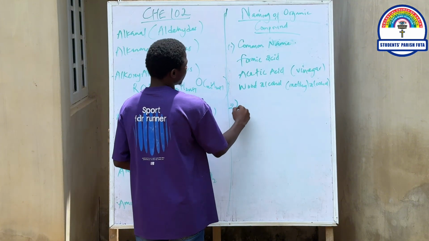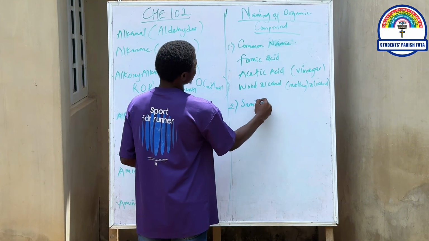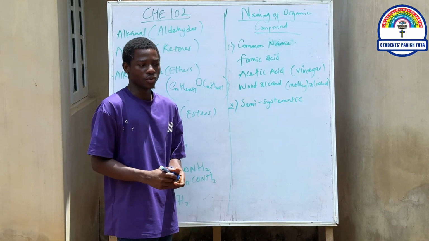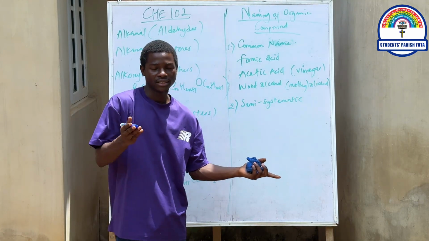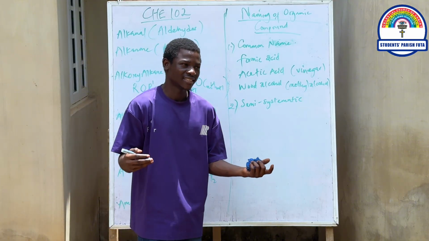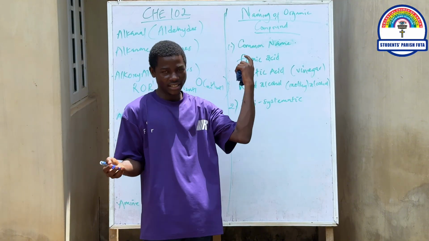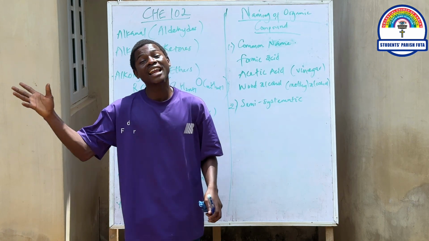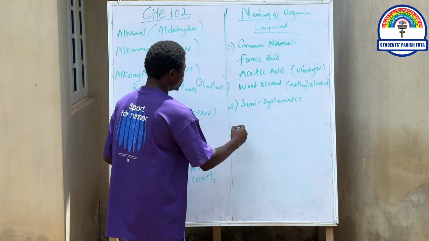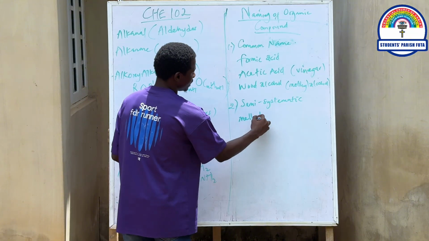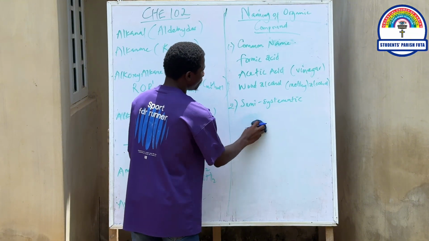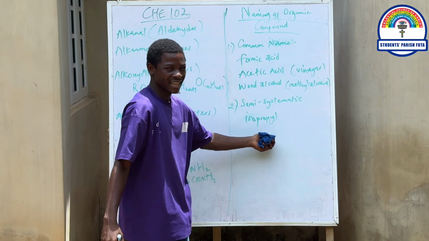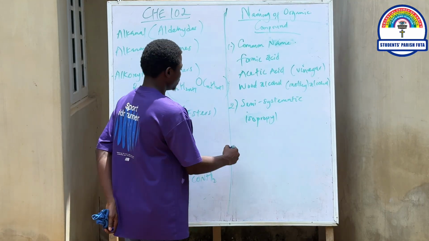So let's go to another system of naming. We have the semi-systematic. This is a combination of the common name and the systematic naming. So it's a combination of using the old name or the common name, then the internationally agreed naming system. So that is when you have the likes of methyl, isopropyl. You see names like this, isopropyl and co.